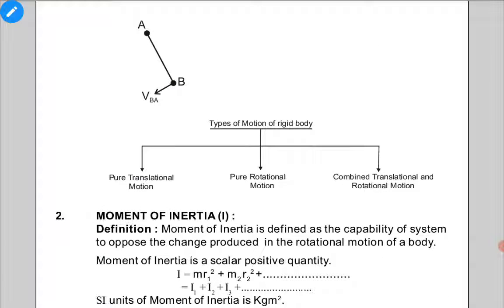Types of motion of a rigid body. There are three types of motion of a rigid body. First is the pure translational motion. Second is the pure rotational motion. Third is the combined translational and rotational motion.